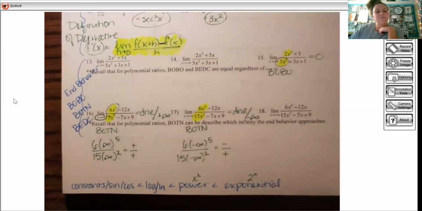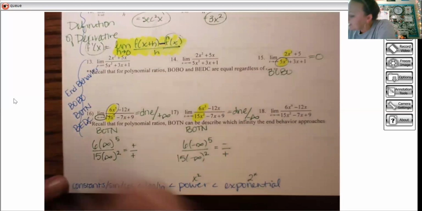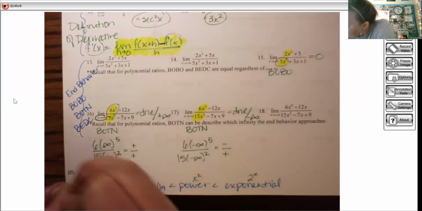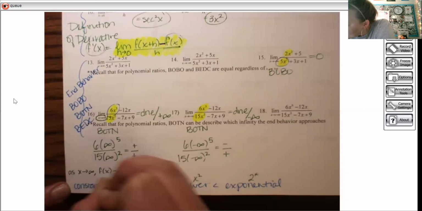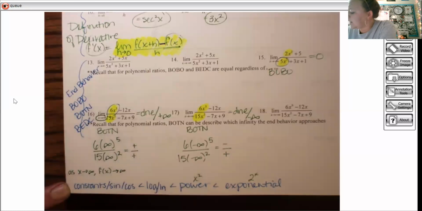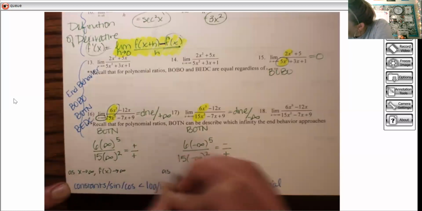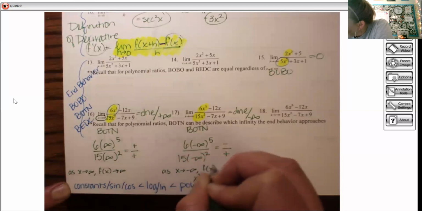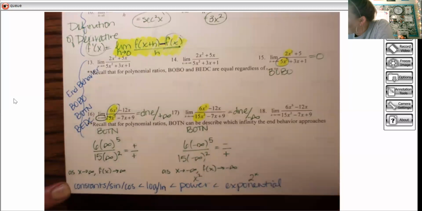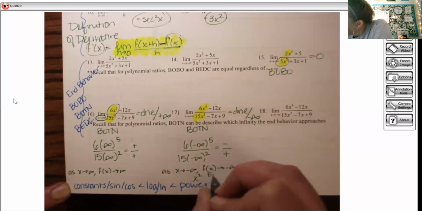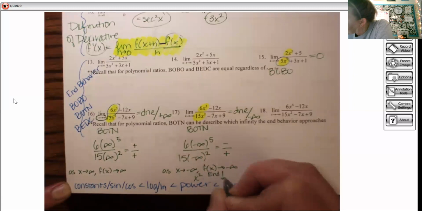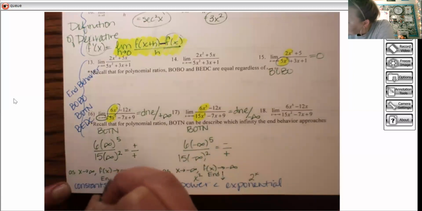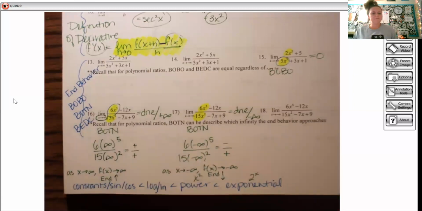Specifically what that means, you don't have to write this, but you can if you want to, is that as x approaches infinity, f of x is approaching infinity as well. But that as x approaches negative infinity, f of x is approaching negative infinity. That means that end is going down versus this end is going up.